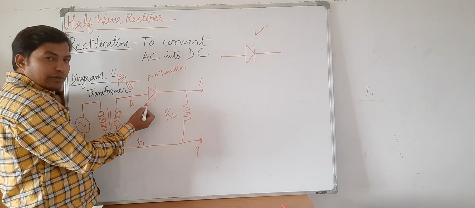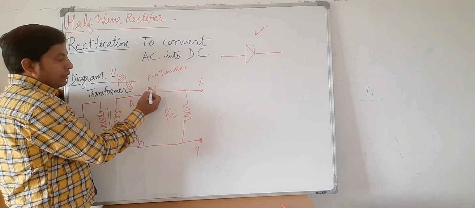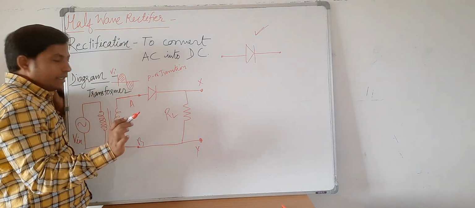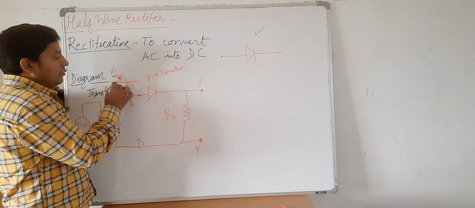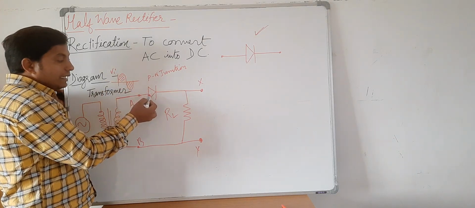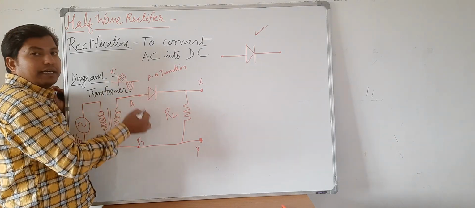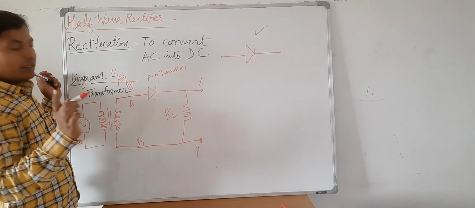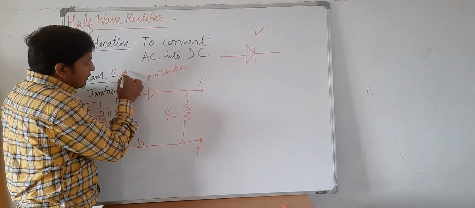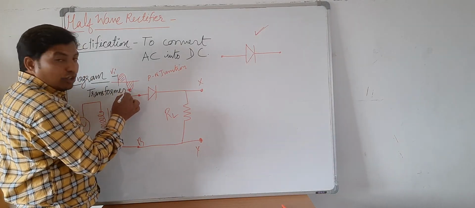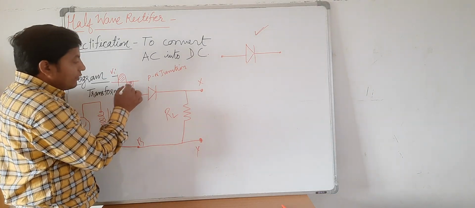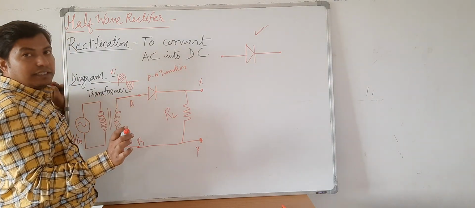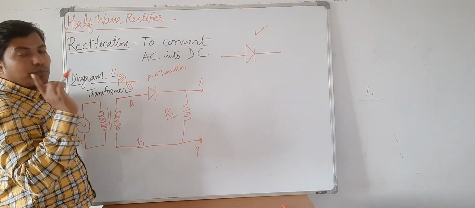Whenever this wavefront enters the diode, this is P terminal of diode, this is negative terminal of diode. So for the first half cycle, when positive wavefront enters the diode, this diode works in forward biasing. So it allows current to pass through it. For the second half cycle, the wavefront of input voltage is negative, so this is negative and this one is positive. So for second half cycle, diode works in reverse biasing, and it does not allow current to pass through it.